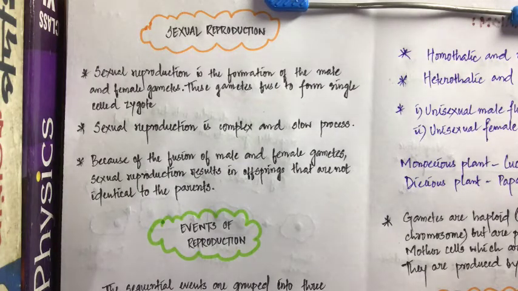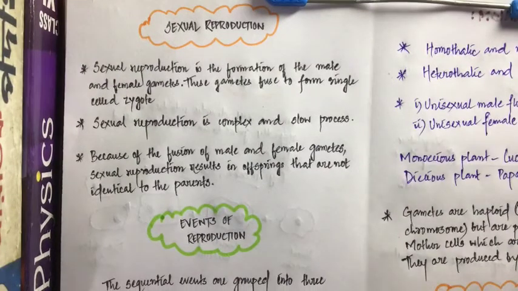So what is this sexual reproduction? Sexual reproduction is the formation of male and female gametes. These gametes fuse with each other to form a single cell zygote. Try to understand what happens in the case of sexual reproduction. The male produces the male gamete. I have mentioned in the last class that sexual reproduction requires two parents. One parent is a male parent, the other is a female parent, right? The male parent produces the male gamete, the female parent produces the female gamete, and these two gametes fuse with each other to form a single cell, and that cell is called what? Zygote. From this single cell zygote, all the organisms, all the animals are produced.